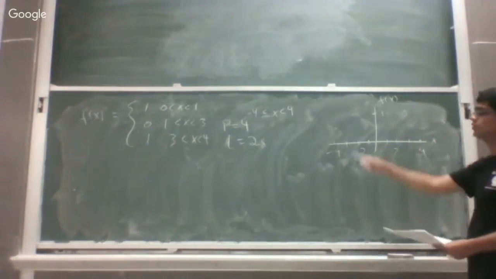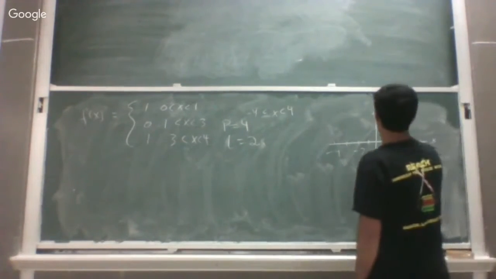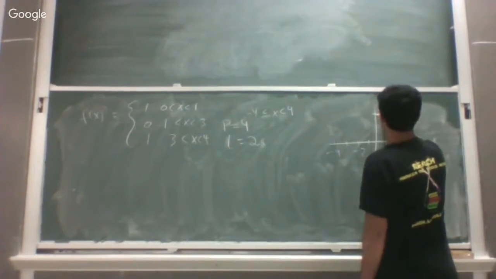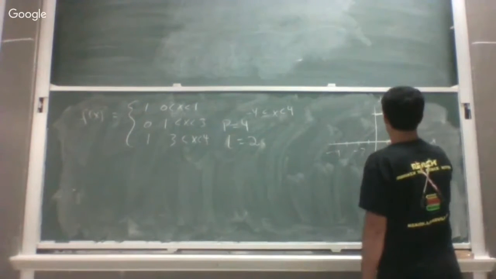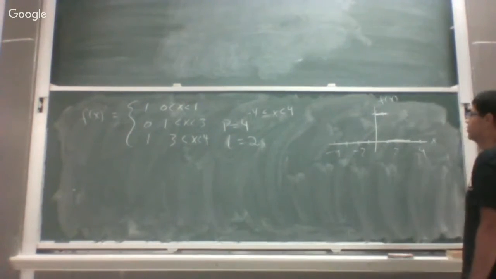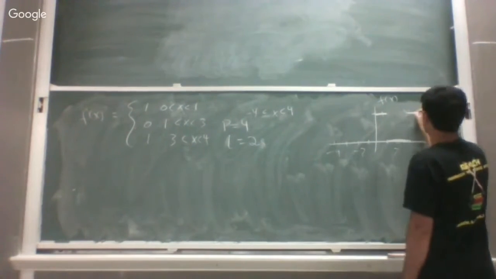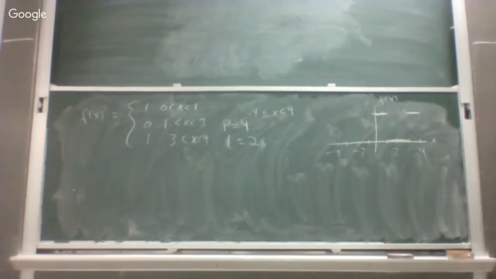So first graphing just with that, it's 1 between 0 and 1. It's 0 between 1 and 3. And it is 1 between 3 and 4. Okay? So it's a periodic function.